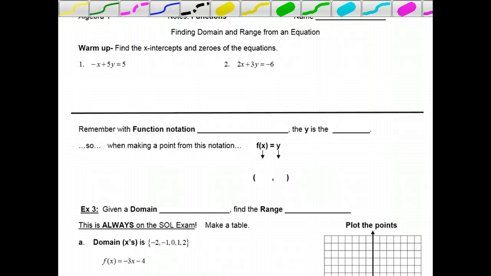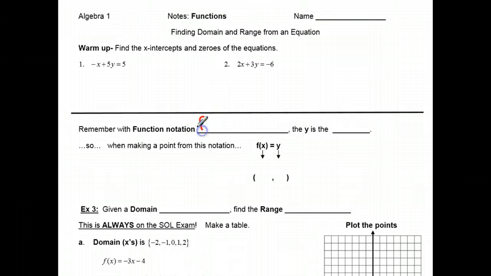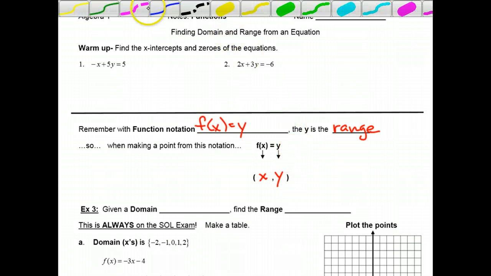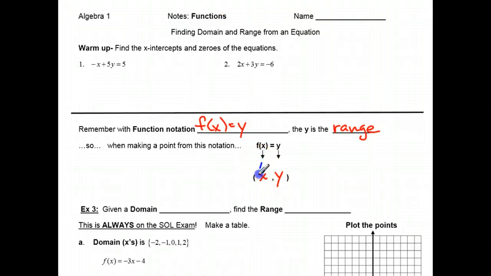So remember function notation. All right. The way that that's written is this. Instead of just using the regular x and y, function notation is f of x, which is a function of x. And f of x always equals y. Okay? And in this case, y is the range, like it always has been. So when making a point from this notation, so when we use f of x equals y, remember, the x is the x that gets plugged in, right? We substitute the x into the f of x, and that gives you out the y. Okay, so it's still kind of the same thing. We're just saying the same thing in a different way. Okay, but here's the key.